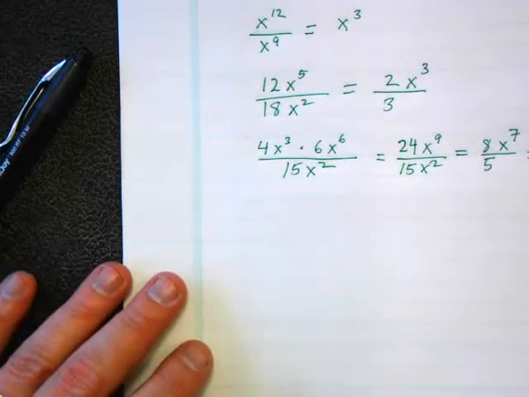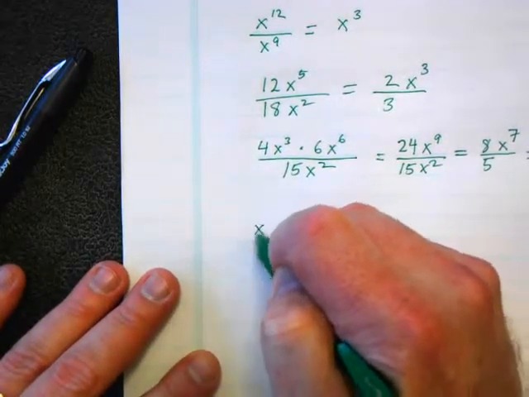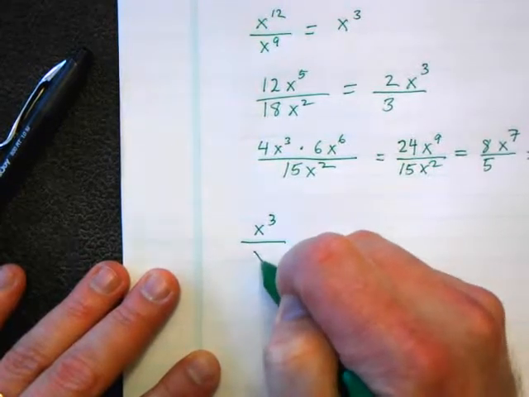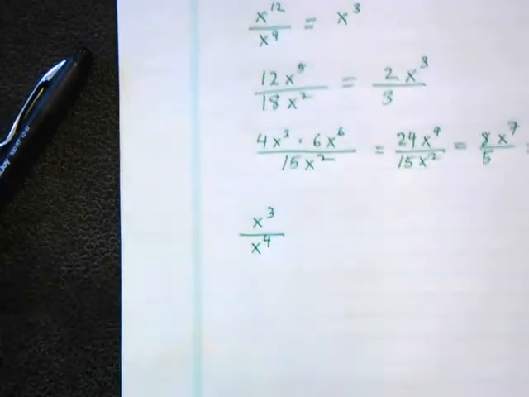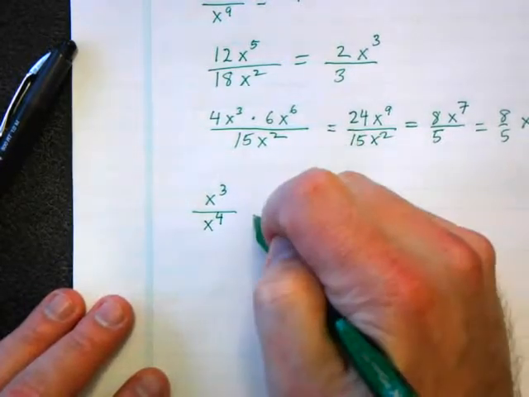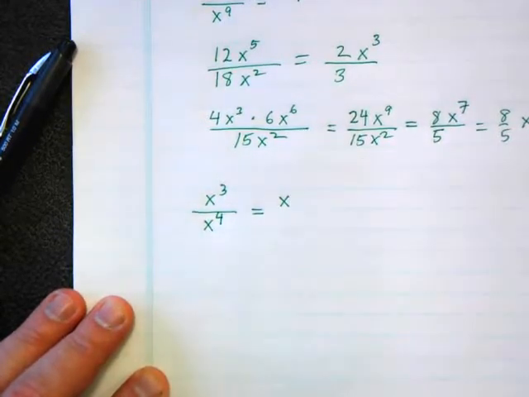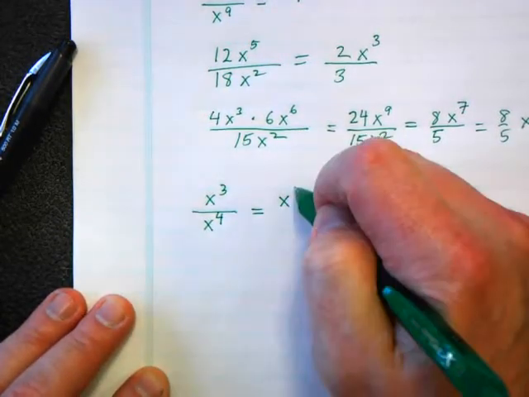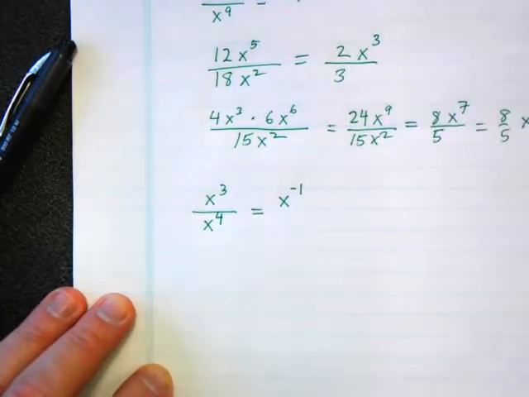Okay, how about this one? What if I gave you x cubed over x to the 4th? What happens there? Goes negative. You subtract your exponents, so you could go ahead and subtract your exponents, and that would give you x to the, what's 3 minus 4? -1. So you could get a negative exponent.